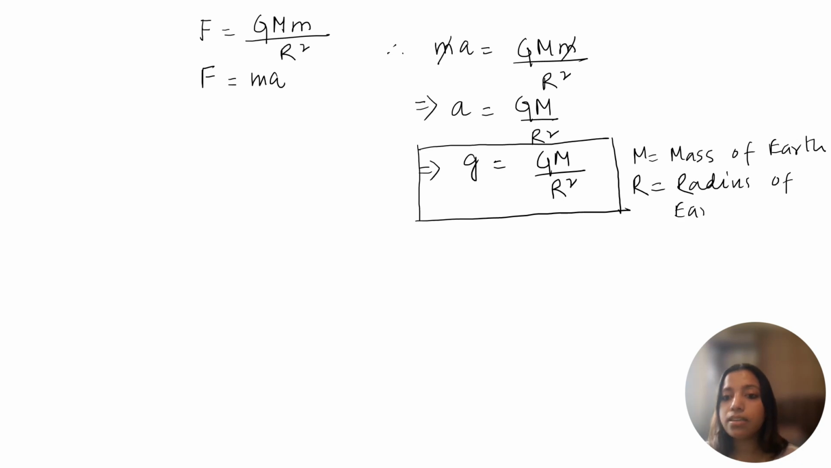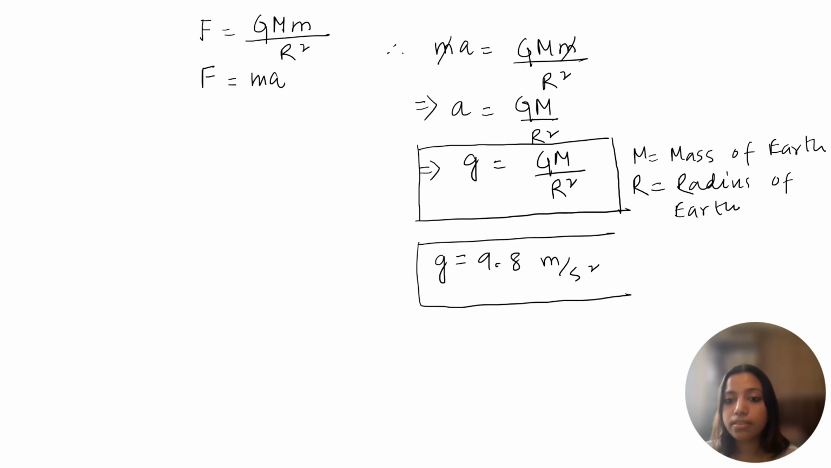That means whether the object is a smaller object or a larger object, whether the mass of one object is larger than the other one, it doesn't depend on the mass of that object. The acceleration due to gravity only depends on the mass of the earth and the radius of the earth. So whether it's a feather or a hammer, it doesn't matter. The value of the acceleration due to gravity would be 9.8 meter per second square for every object.